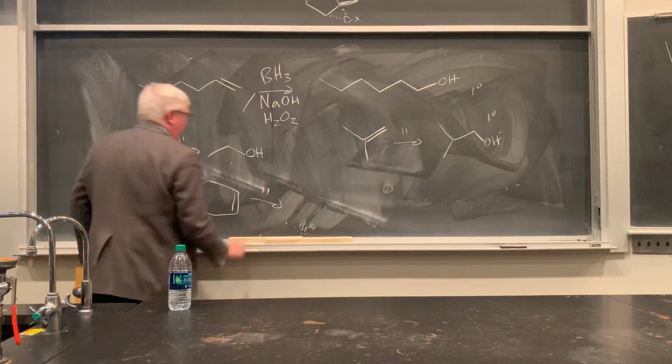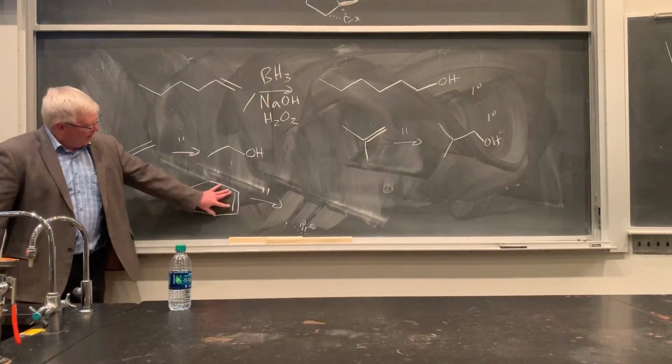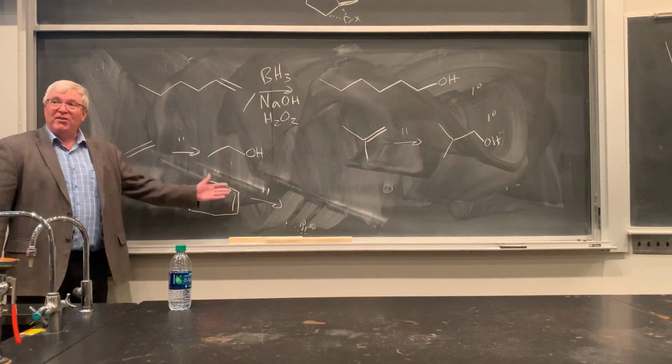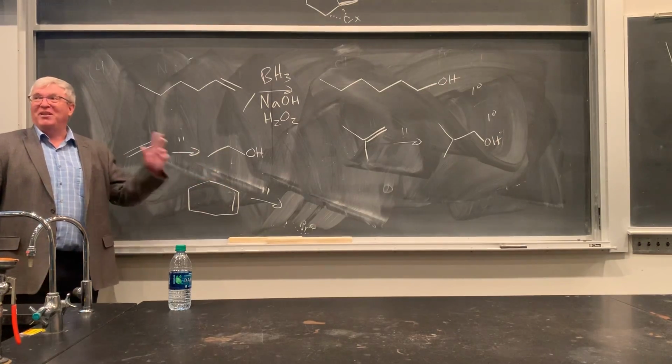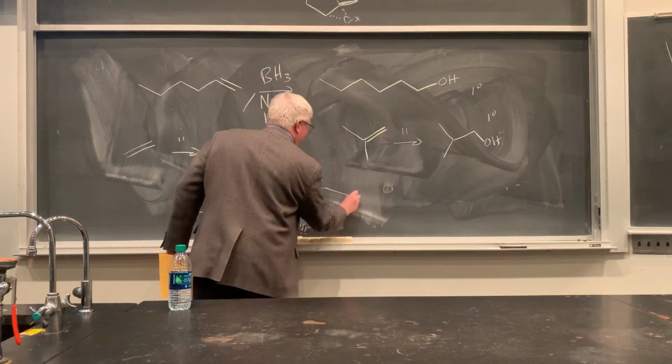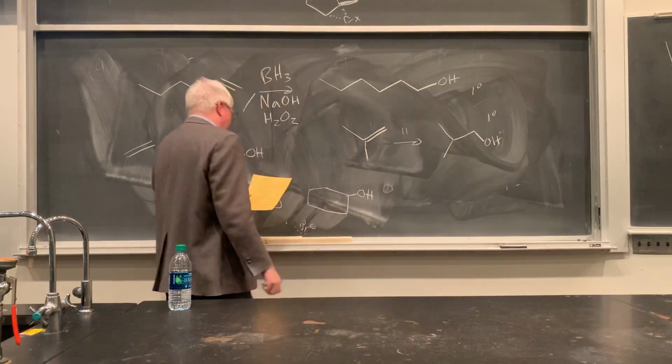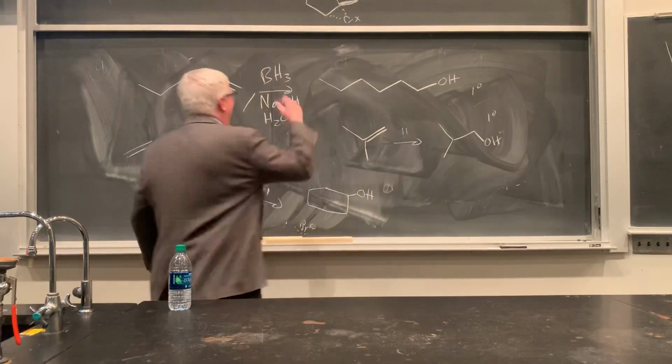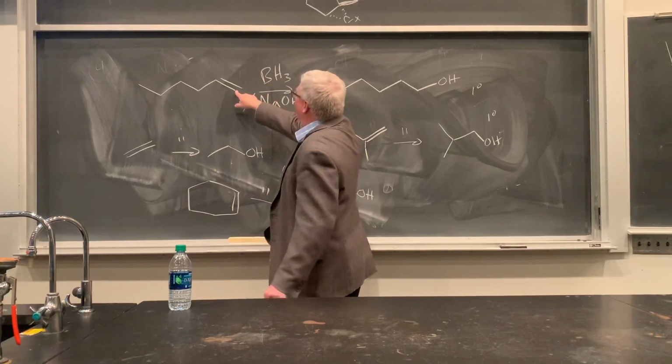Cyclohexene, same set of conditions. Well, here it doesn't really matter. The 2 ends of the alkene are the same. You've got symmetry there, so you can guess either one and get the right answer. It's just cyclohexanol, right? So that one's not a problem.